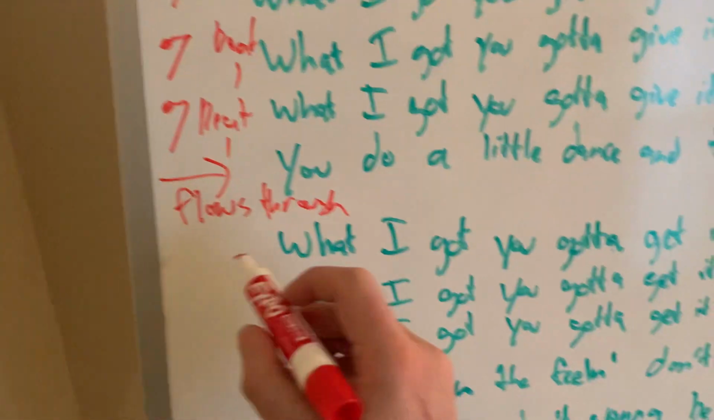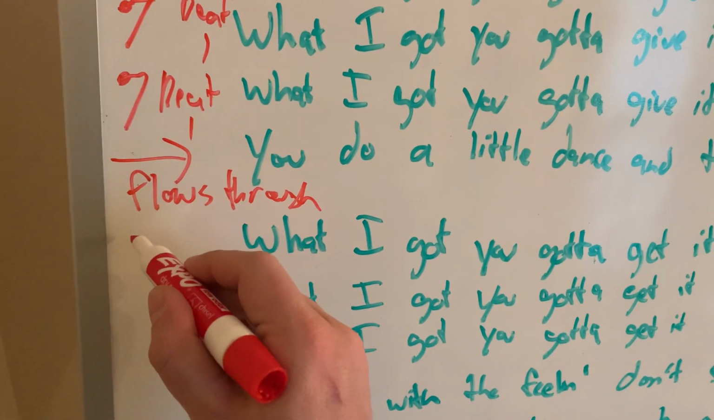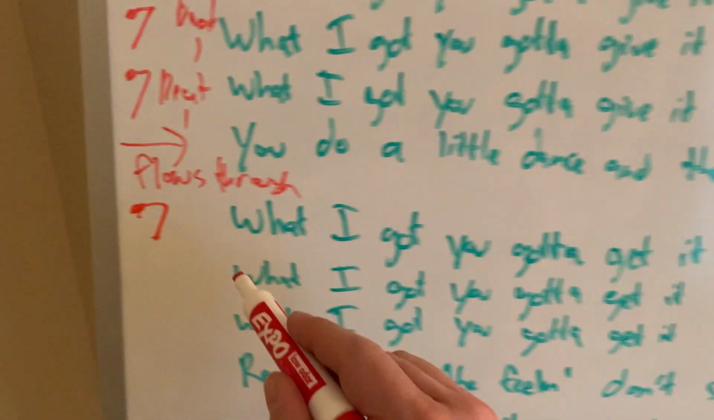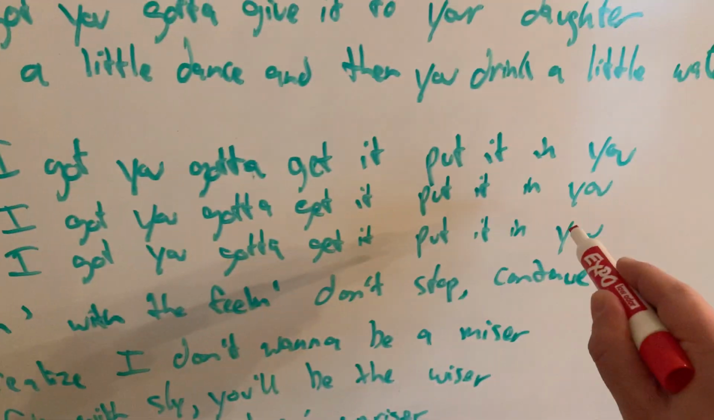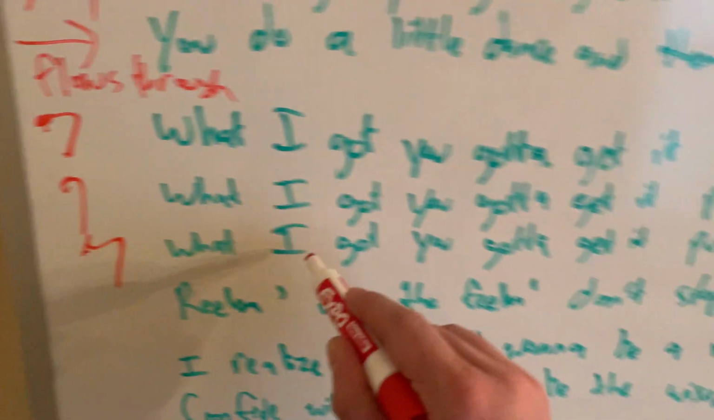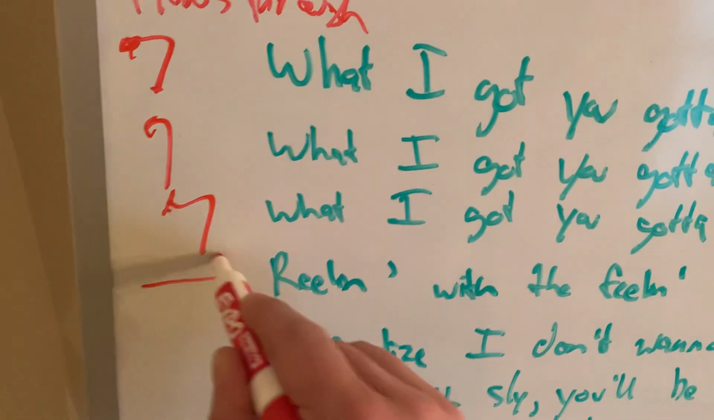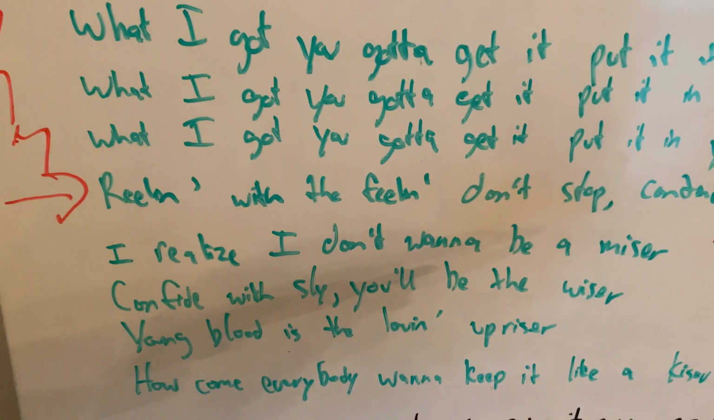And the next part of the verse, he just continues on with this formula. Rest on beat one. What I got, you gotta get it, put it in you. Rest. What I got, you gotta get it, put it in you. Rest. What I got, you got to get it, put it in you. Reeling with the feeling. He flowed through there. He didn't rest on beat one.